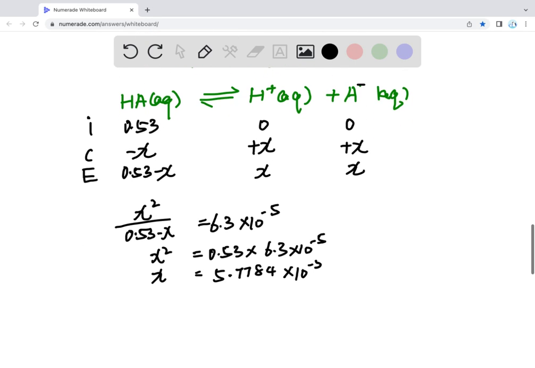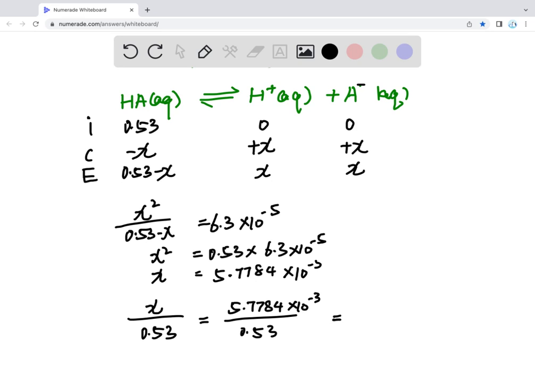So we want to know the percentage for the ionization. So that's X over 0.53. So that's 5.7784 times 10 to minus 3 over 0.53. So that's actually about 1.09%. And this is the answer.